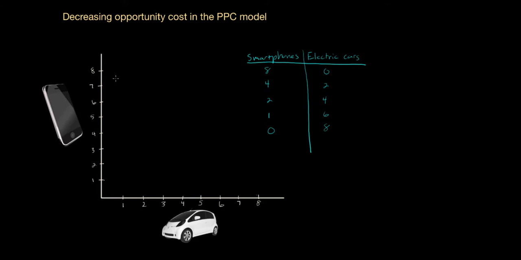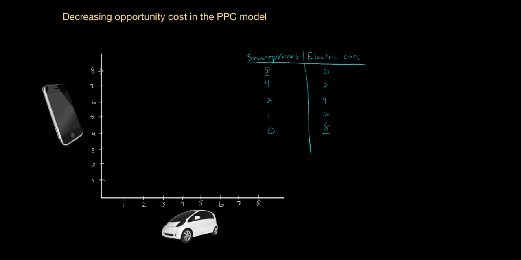We've got a production possibilities table over here showing that if this country were to allocate all of its resources towards smartphones, it could produce up to 8 smartphones. And if it were to allocate all of its resources towards electric cars, it could produce up to 8 electric cars. The question is, how does the opportunity cost of electric cars change as the output of electric cars increases in terms of how many smartphones are going to be given up?